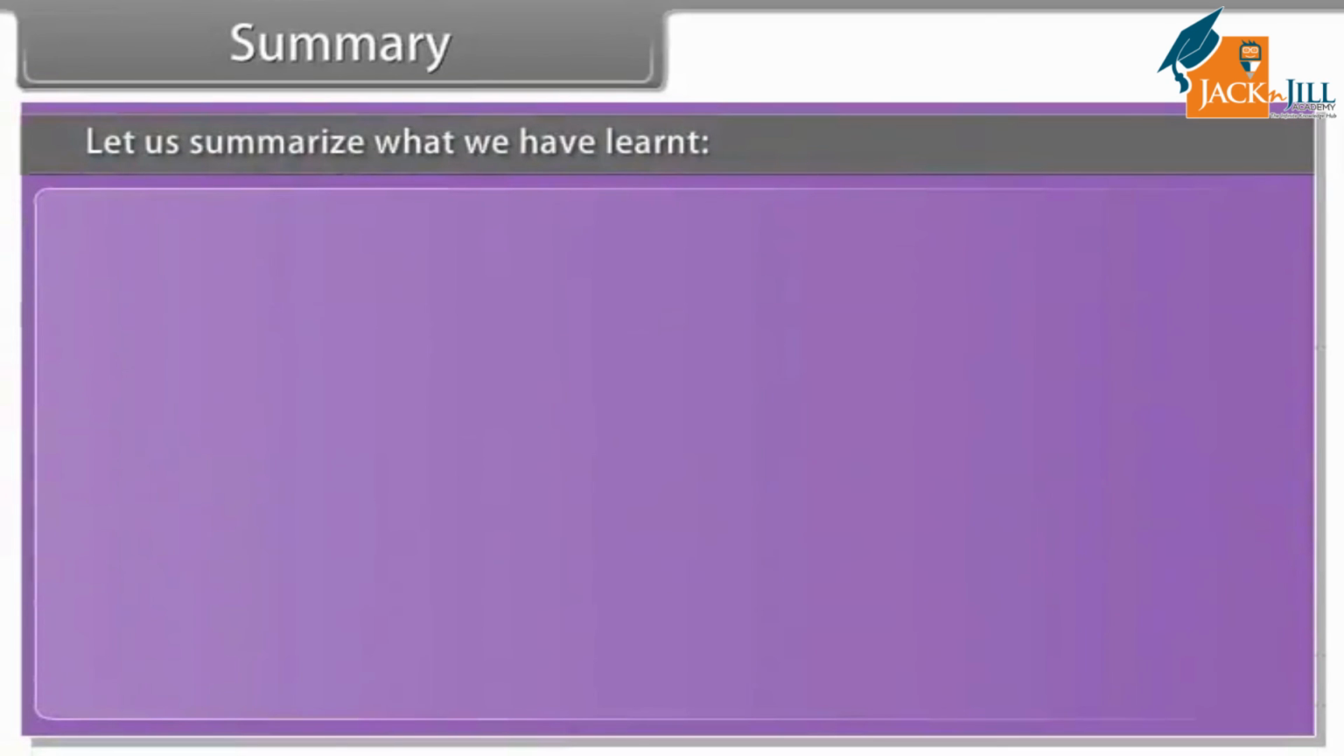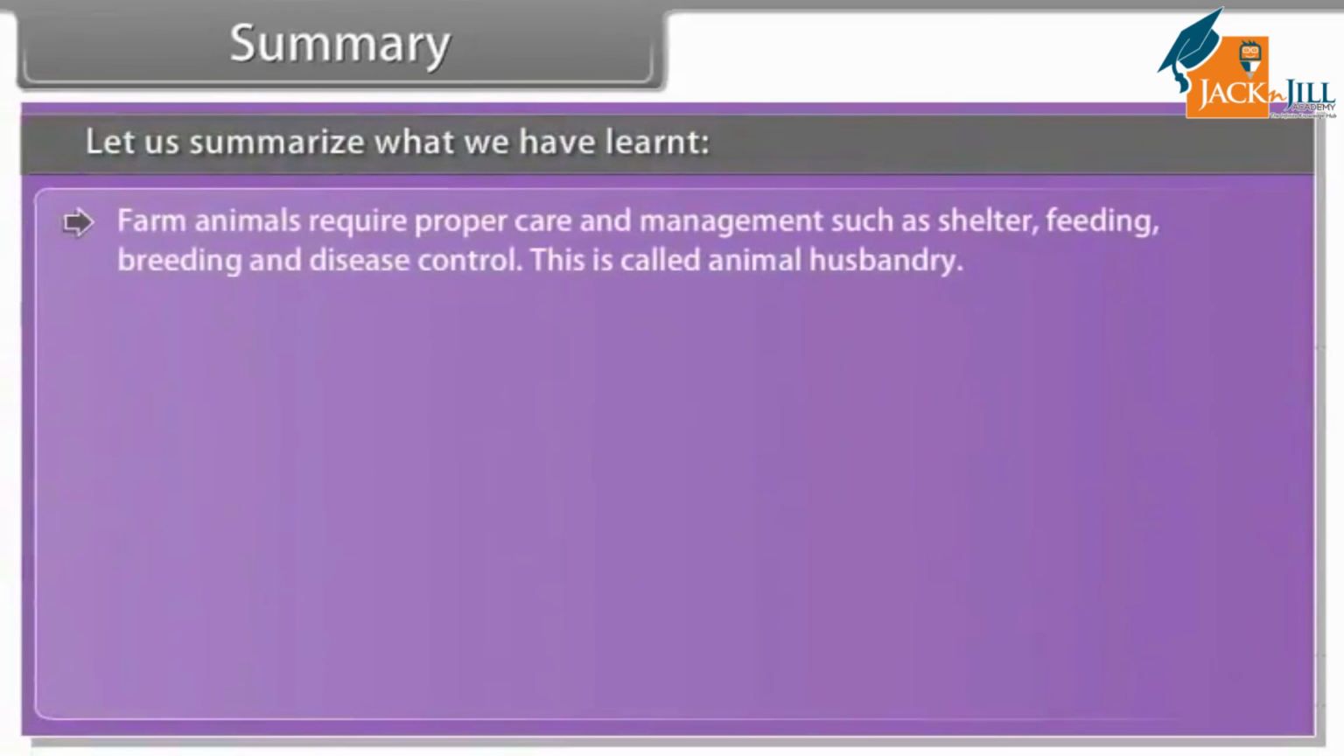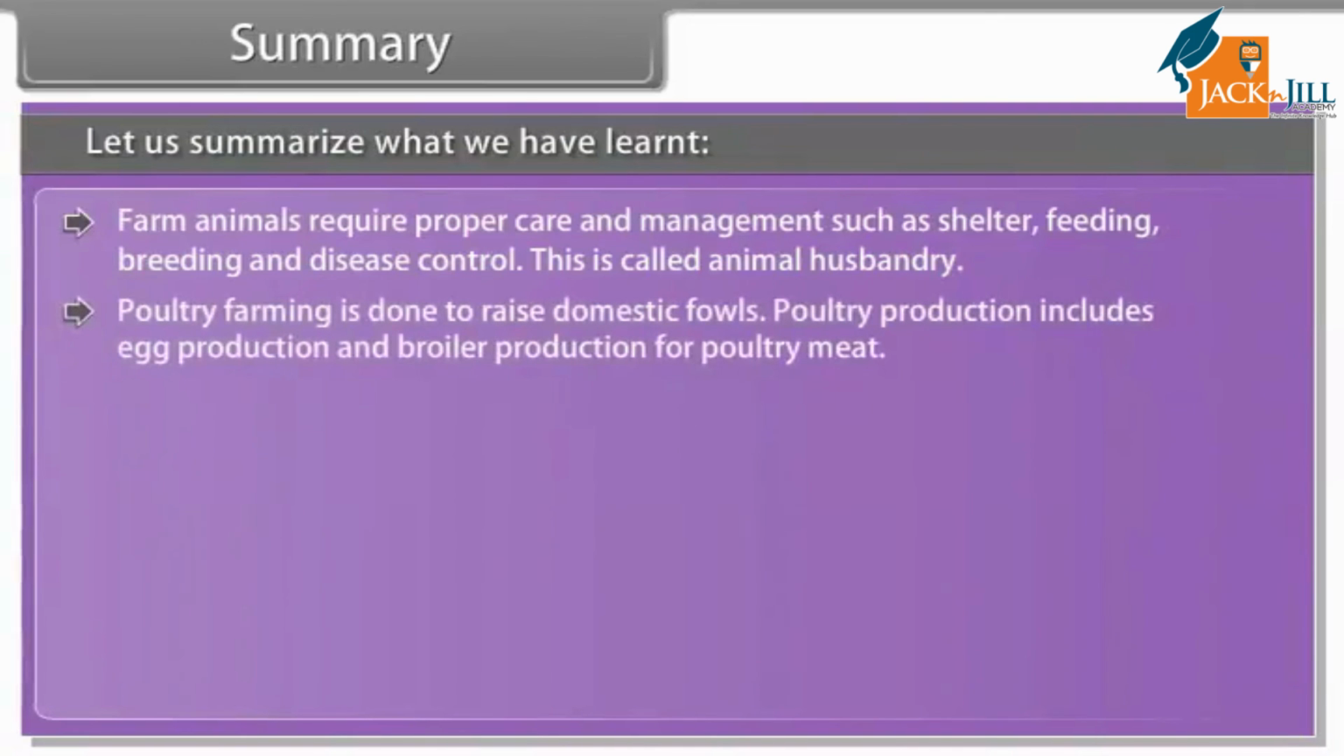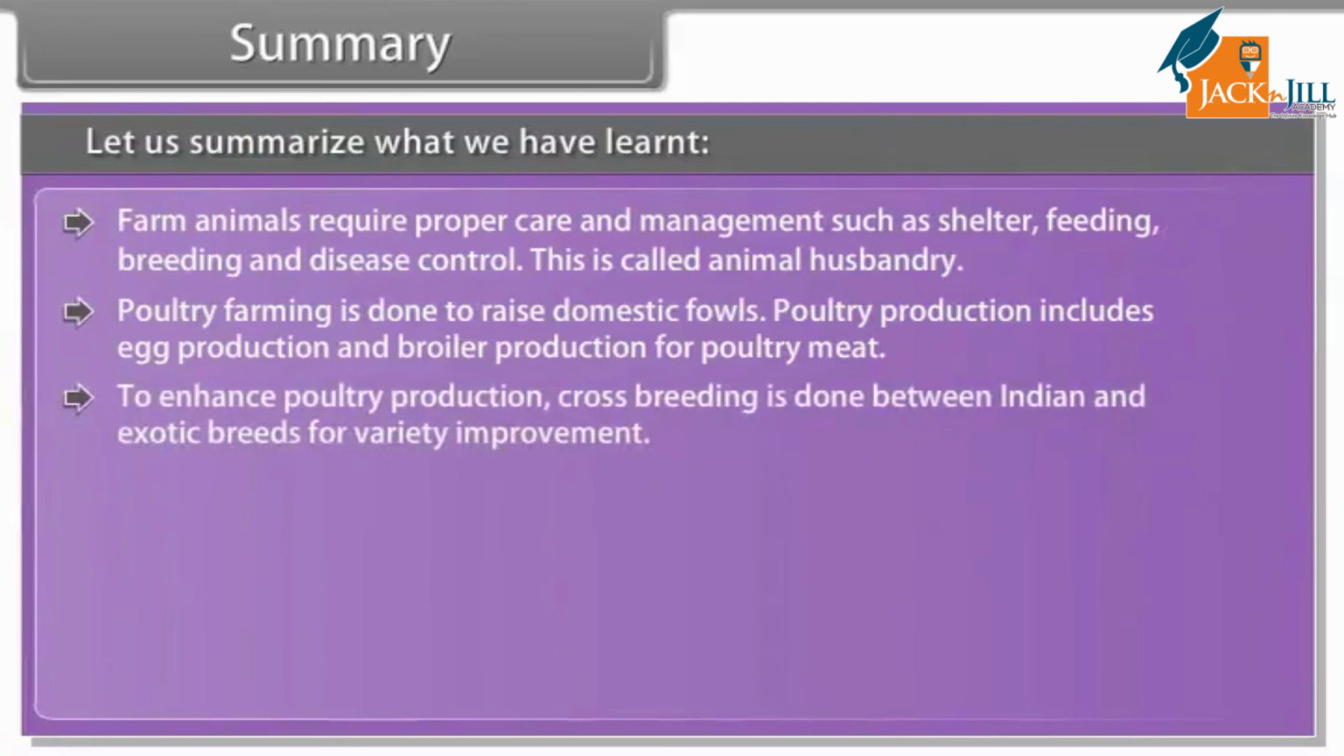Summary. Let us summarize what we have learned. Farm animals require proper care and management such as shelter, feeding, breeding and disease control. This is called animal husbandry. Poultry farming is done to raise domestic fowls. Poultry production includes egg production and broiler production for poultry meat. To enhance poultry production, crossbreeding is done between Indian and exotic breeds for variety improvement.